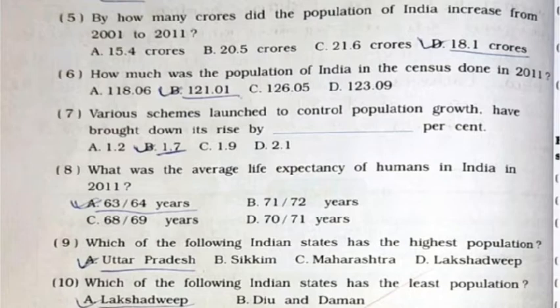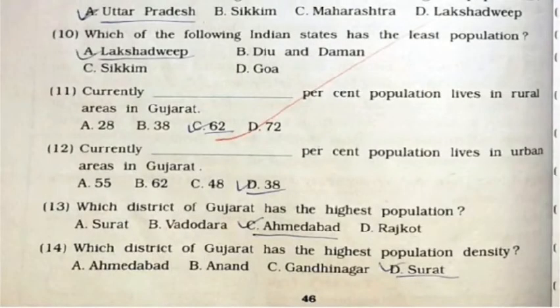Ninth, which of the following Indian states has the highest population? It's option number A, Uttar Pradesh. 10th, which of the following Indian states has the least population? It's option number A, Lakshadweep. 11th, currently 62% population lives in rural areas in Gujarat. It's option number C. 12th, currently 38% population lives in urban areas in Gujarat.